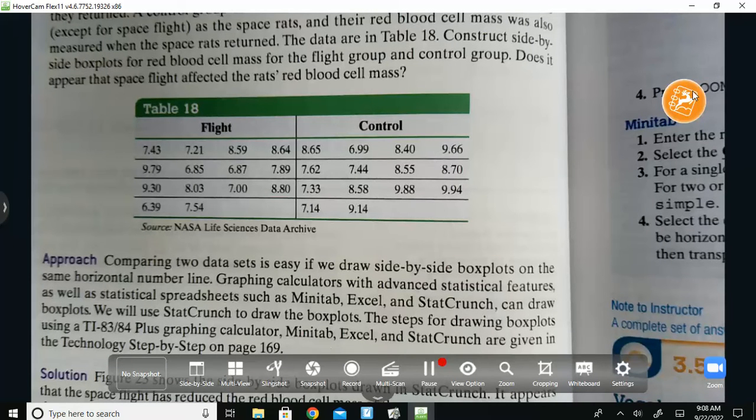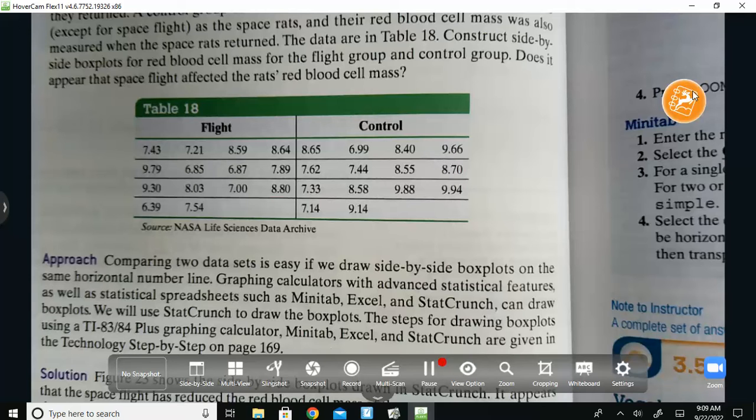So what this is, we took in a class, they took 14 male rats and sent them to space. Then they measured the red blood cell mass of those rats when they returned. We had our control group that was kept under the same condition, except they didn't go to space. And we're comparing the red blood cell mass between the two groups.